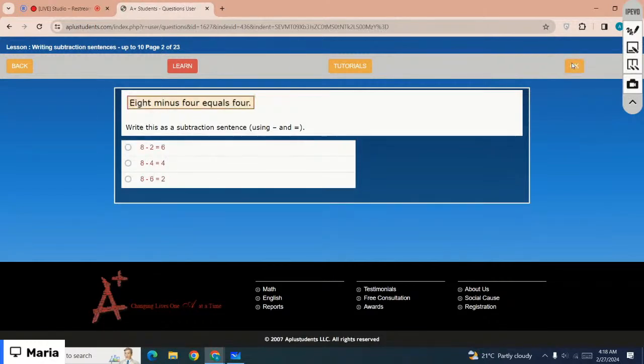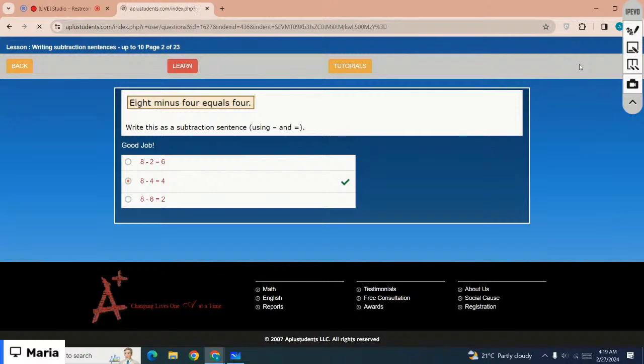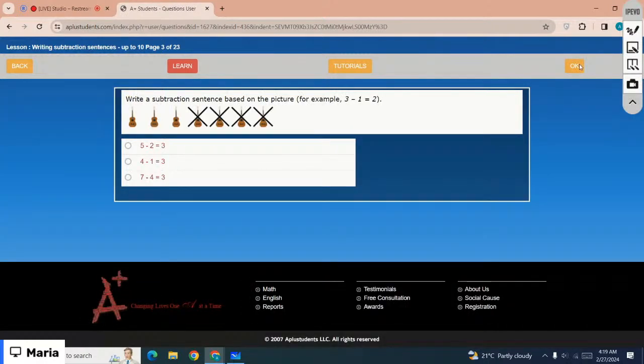The next one is 8 minus 4 equals 4, which is the correct option? The correct option is the second one. 8 minus 4 equals 4 is the correct option. Write a subtraction sentence based on the picture. So, which is the correct option?